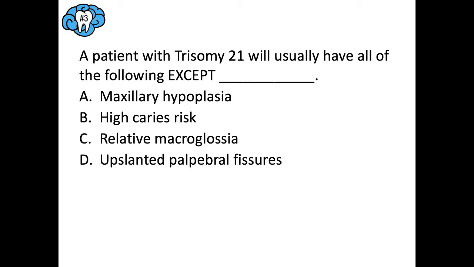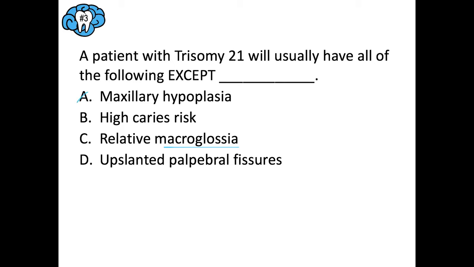Maxillary hypoplasia is one of them. Upslanted eyes is another. Relative macroglossia is an interesting term. So it's not true macroglossia, which would mean the tongue is just really, really big, but the tongue is big relative to the small maxilla and small overall mouth that a typical Down syndrome patient may have. So that is also true.